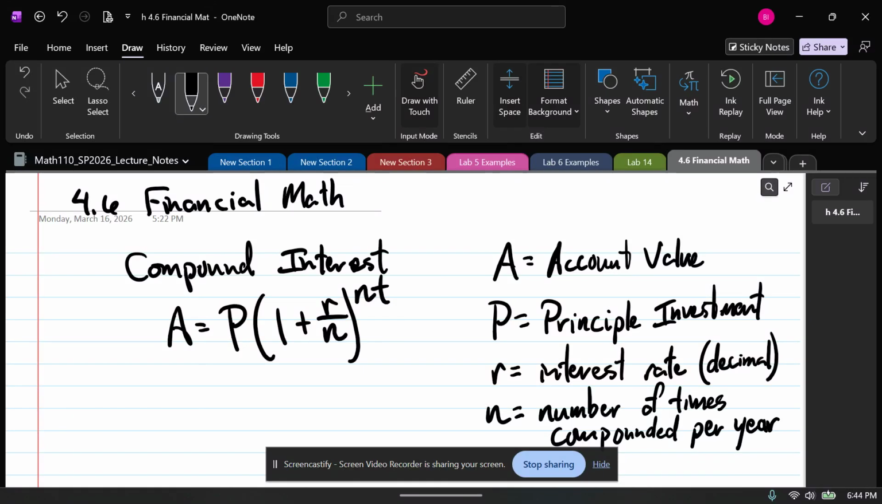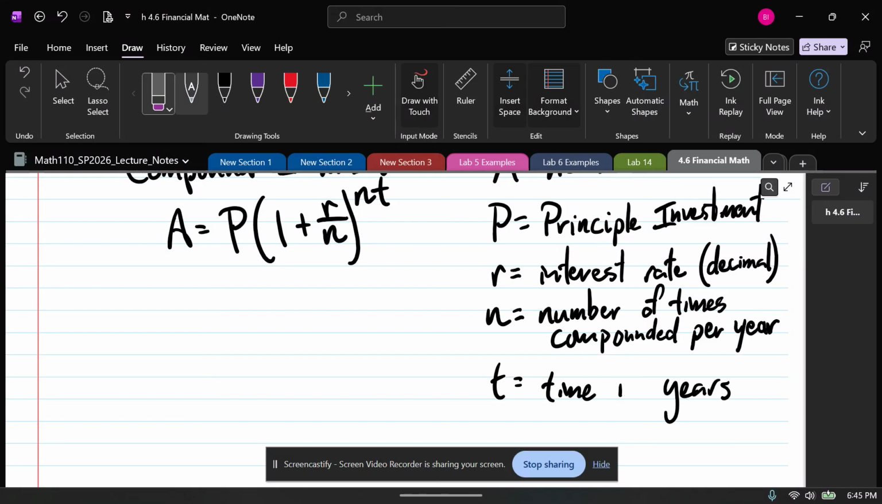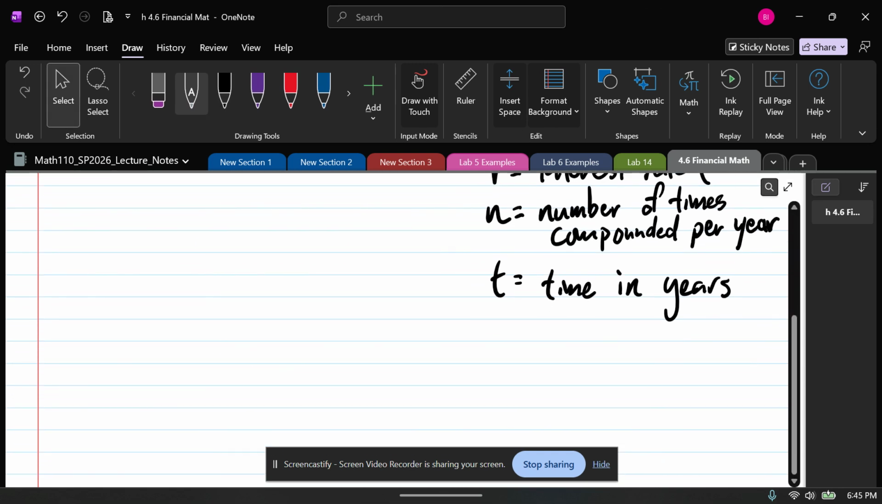Remember we talked about that a little bit last week. Quarterly would be 4 times a year. Semi-annually would be twice a year. Monthly would be 12 times a year, that sort of thing. Okay, that's what that N is. T is time in years. So that's our first formula that we're going to use, okay? So let's take an example here.